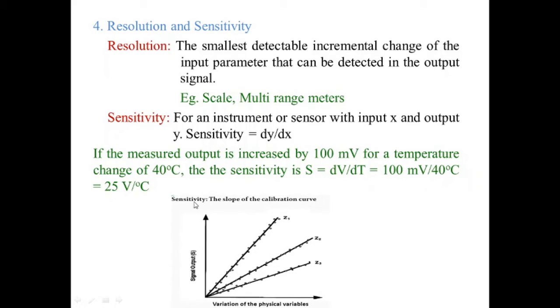Here it is expressed graphically. Here is the sensitivity graph, the slope of the calibration curve. The y-axis has the signal output, and the x-axis has the variation of the physical variable. Here the most sensitive one is the steepest, because for this much variation of input, a high variation in output can be seen compared to the other two cases. There it is only this much variation.